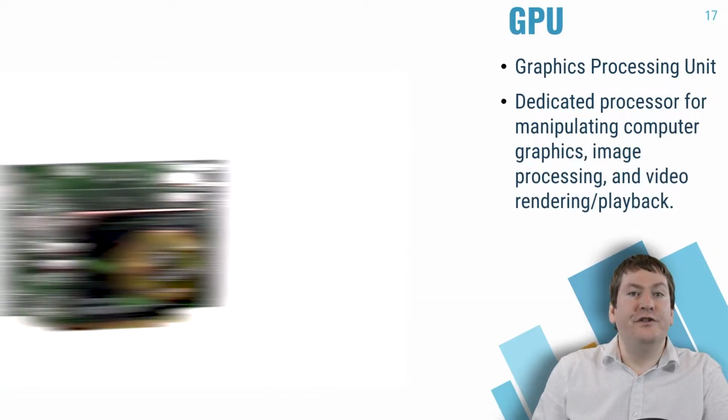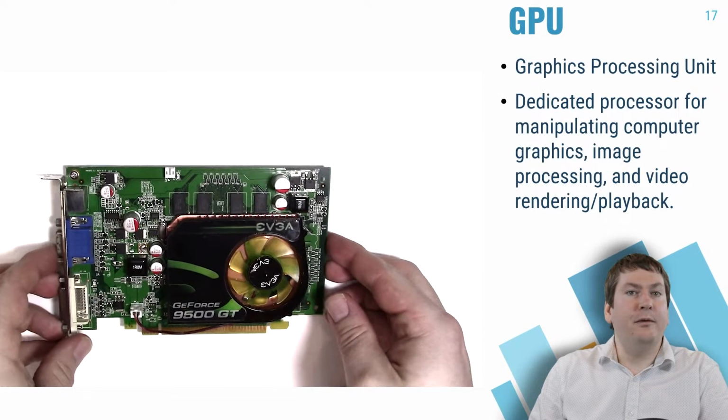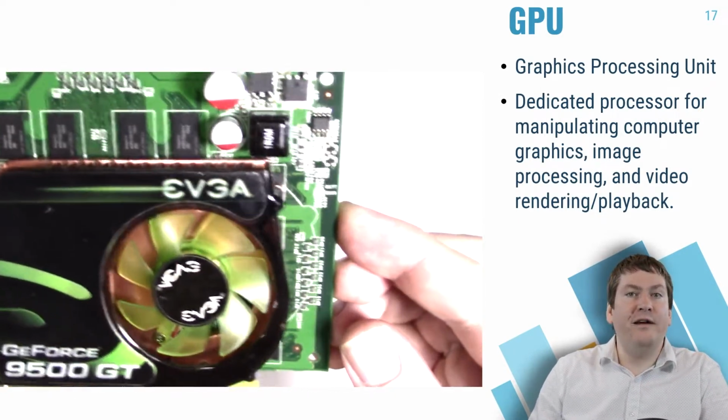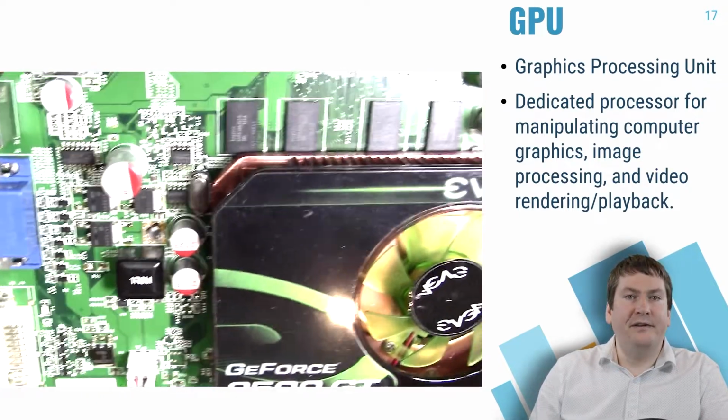Next, we come to the GPU, or the Graphics Processing Unit. The GPU is a dedicated processor just for manipulating graphics, images, and videos. They have their own built-in memory and processing unit.